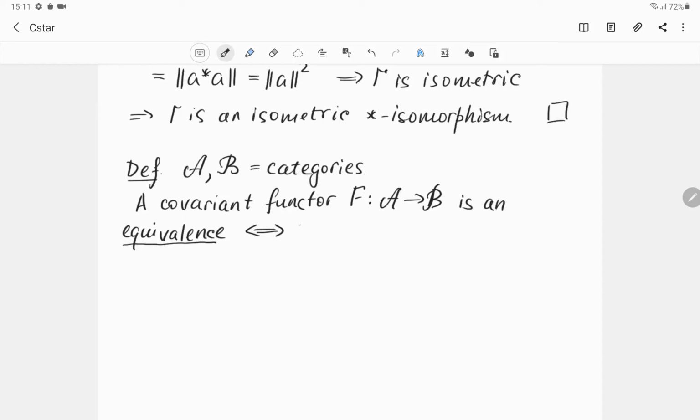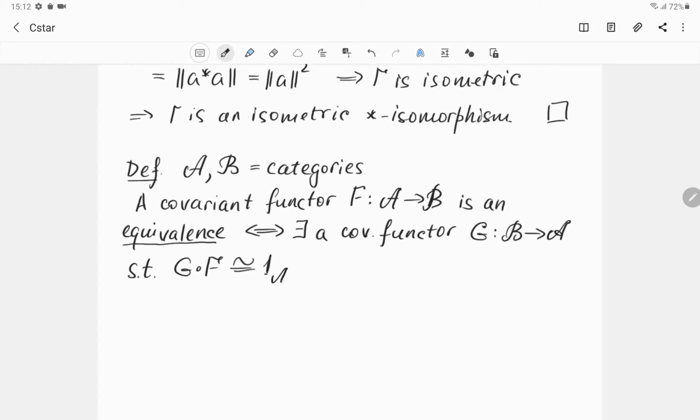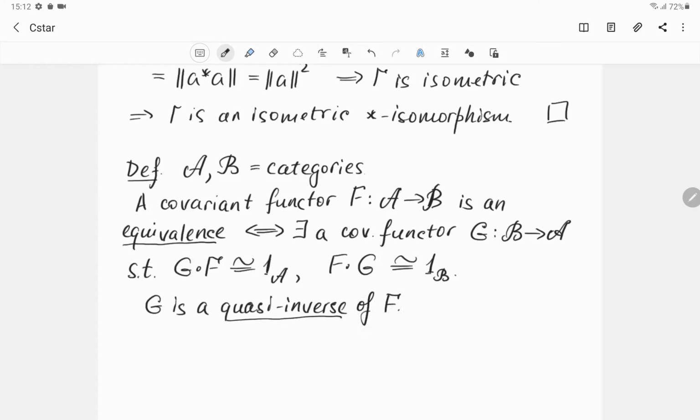if there is another covariant functor G, which acts in the opposite direction from B to A, such that G composed with F is naturally isomorphic to the identity functor on A, and F composed with G is naturally isomorphic to the identity functor of the category B. The functor G is sometimes called a quasi-inverse of F. And this functor is unique up to a natural isomorphism. So any two quasi-inverses are naturally isomorphic.